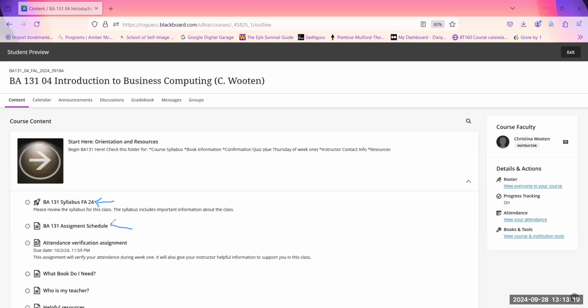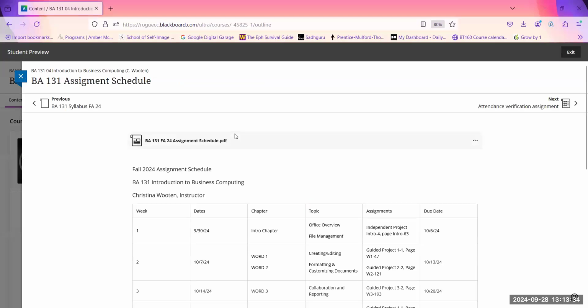The second piece that is under the Start Here module is your assignment schedule. And I'm going to click on that just so that you can see what that looks like for you. In my classes, the assignment schedule is generally in two different formats. First, up at the top of the screen, you will see there is a downloadable PDF file. And so if you click the three dots over on the right, you're going to get an opportunity to download that. Lots of students like to print off their assignment schedule.